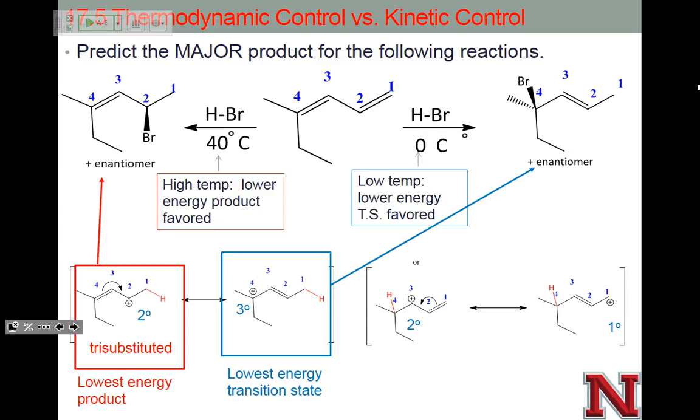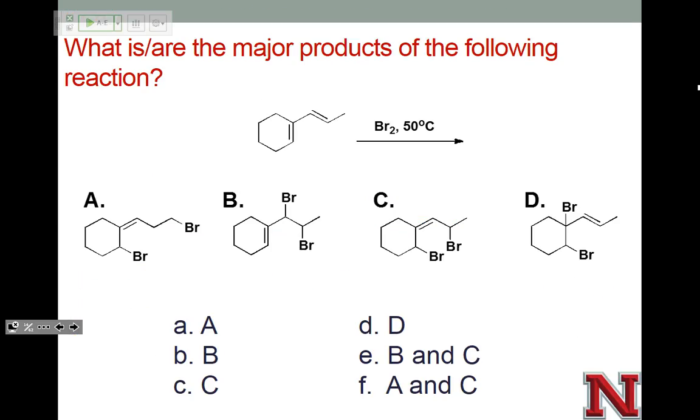At lower temperatures, we're only going to be able to get over the lowest energy transition state, so that is stemming from our carbocation. So looking at this example, we see we're doing 50 degrees Celsius, so that's at that higher temperature end. Now this is doing Br2, but that's fine, because again, that's going through the carbocation. So it's the same discussion with that case.